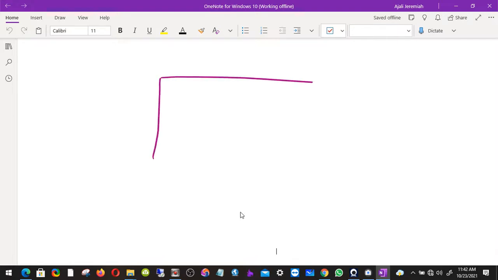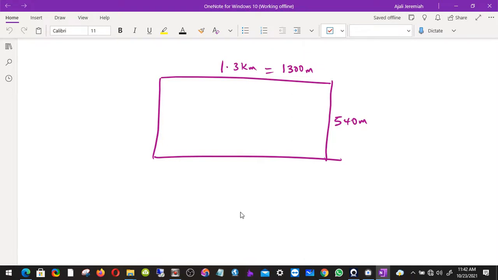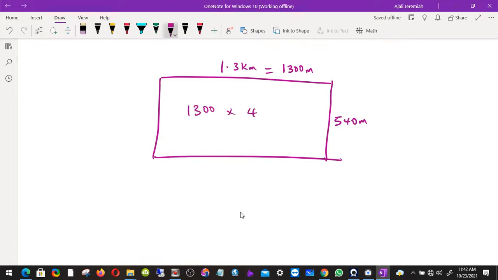So let's say this is the dimension of the village. 540 by 1.3 kilometers, which is equivalent to how many meters? So if you want to calculate the area, it will be what? And the answer will be in meters square. So what did you get? 702,000. Okay. So that would be the area of the village, 702,000 meters square.